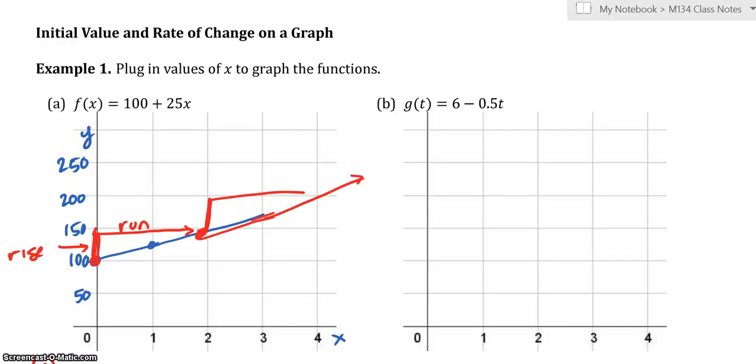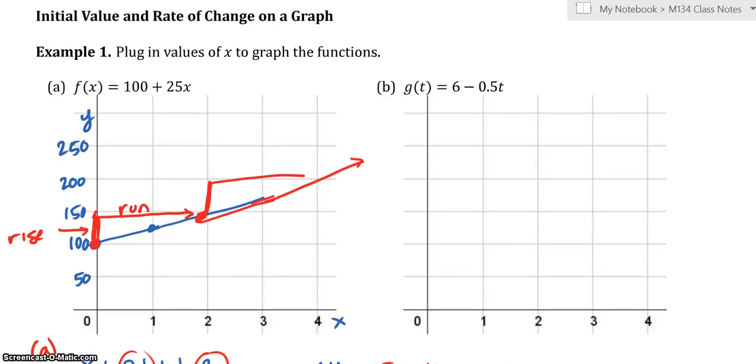Notice how this rate of change, this 25, is right here on the graph. And by the way, this right here is the initial. So m is the 25, which is the rate of change. It's the slope we're going to see. B is the 100, and it's the initial amount. And notice how the initial amount is the y-intercept. So instead of the initial amount here, I'm going to call this the y-intercept.